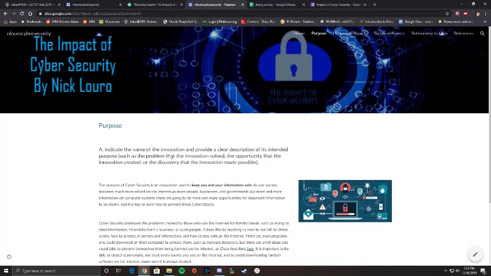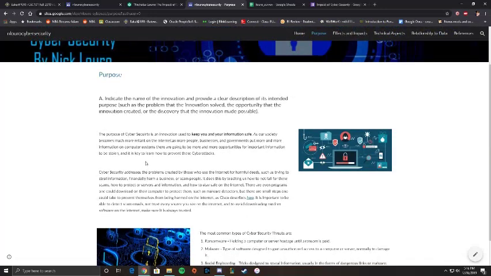The first section is A, and it's to indicate the name of the innovation and provide a clear description of its intended purpose. So the purpose of cybersecurity is to keep you and your information safe. It also applies to businesses and companies, as they also want to keep their information safe. Society is based a lot around the internet today, and as computers store more and more important information, it is important to learn how to protect your information.